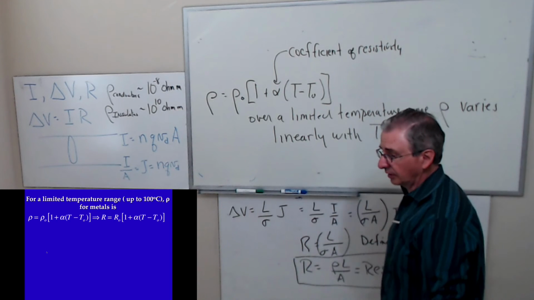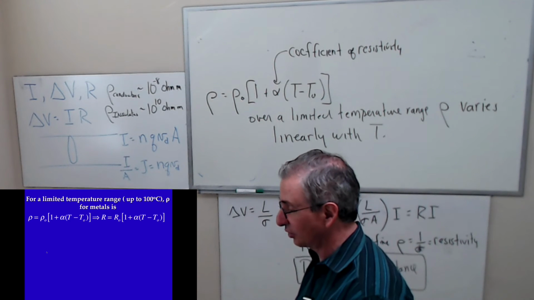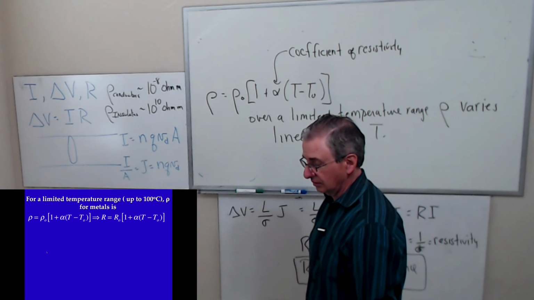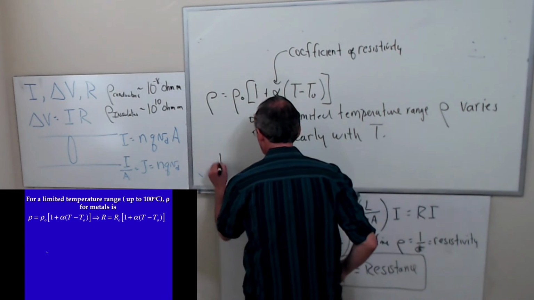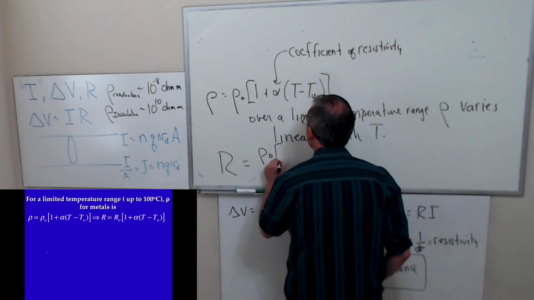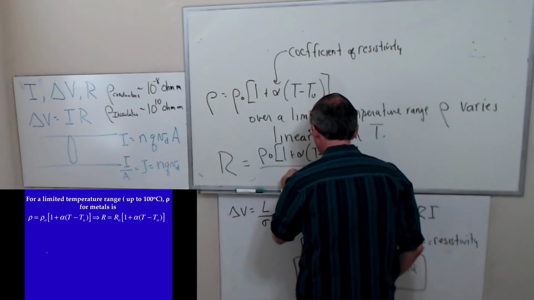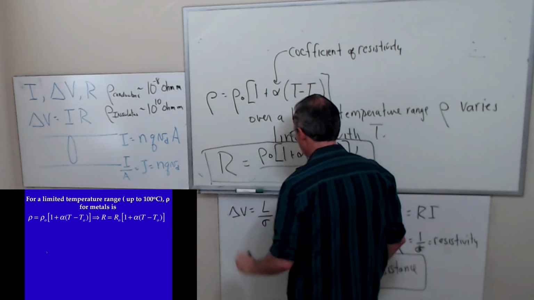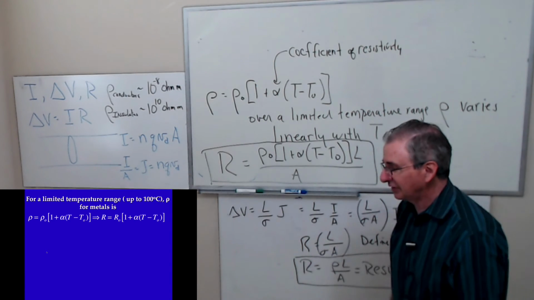So would this be useful for anything? Especially those of you who have had 215 or are taking 215 concurrently. Would knowledge of that equation be useful for anything? Well, let's do this. If R depends on temperature, then I can write R this way as a function of temperature. Again, over a limited temperature range, I can write it like this. Would this be of any use? Those of you who have had 215, would that be of any use?